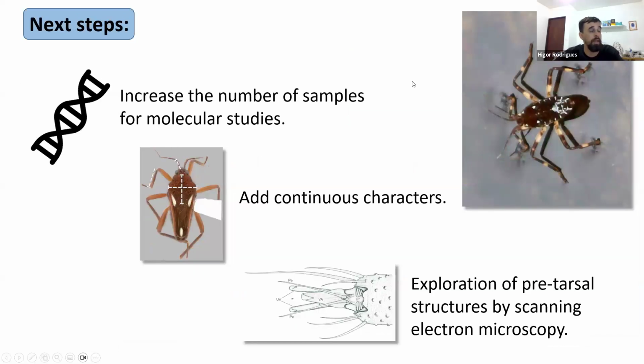Okay, for the next step, we need to increase the number of samples for molecular studies, because sometimes it's so hard to identify homologies among the genera. And I would like to add continuous characters, a lot of measurements, and the exploration of pretarsal structures by scanning electron microscopy. So we will develop this part in the next year.